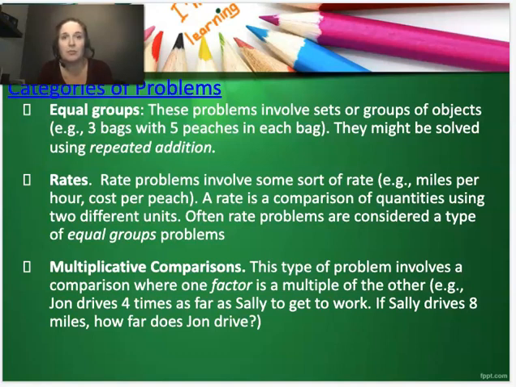The next type is multiplicative comparisons. So this type of problem involves a comparison where one factor is a multiple of another. So for example, John drives 4 times as far as Sally to get to work. If Sally drives 8 miles, how far does John drive? So that's a multiplicative comparison.